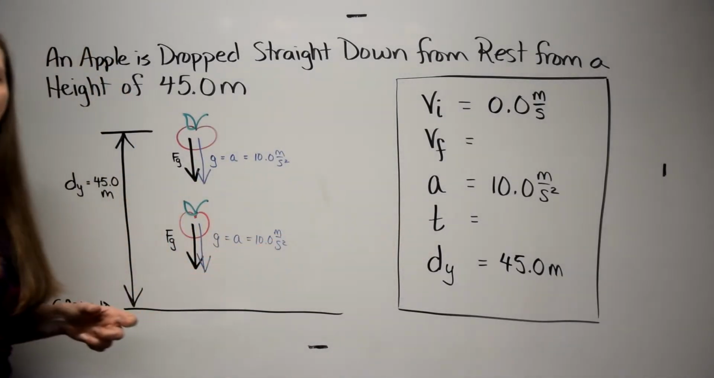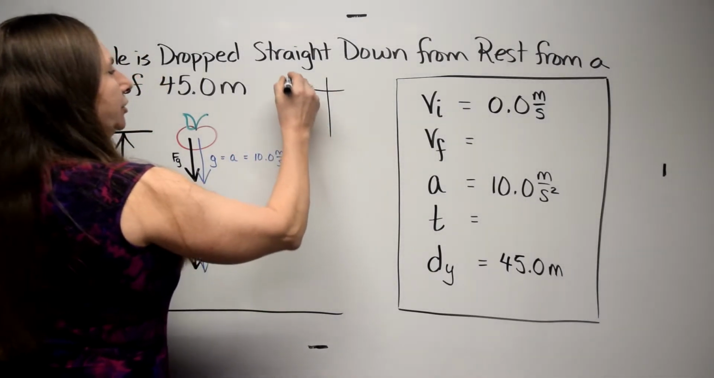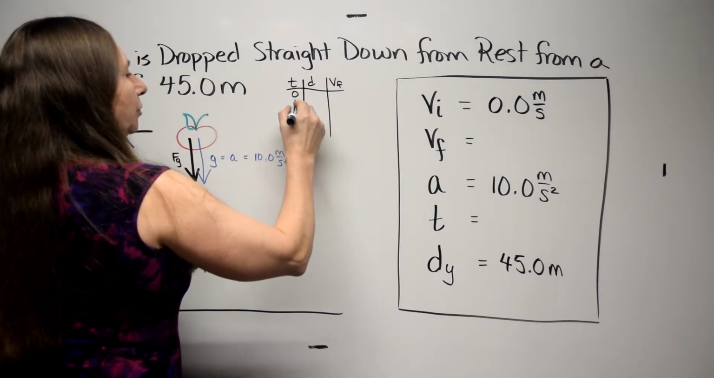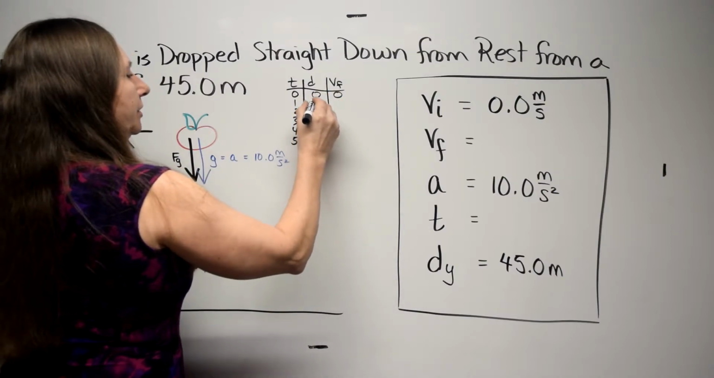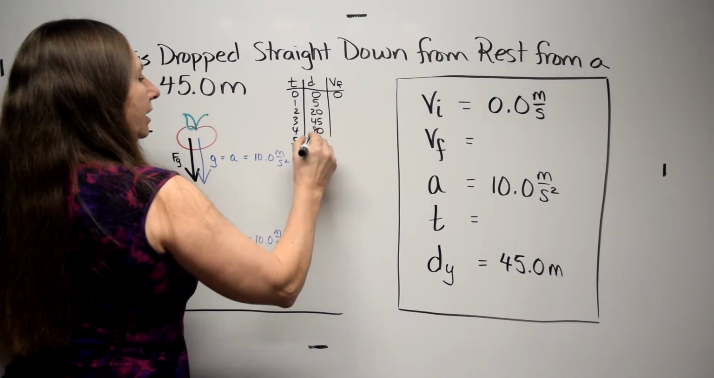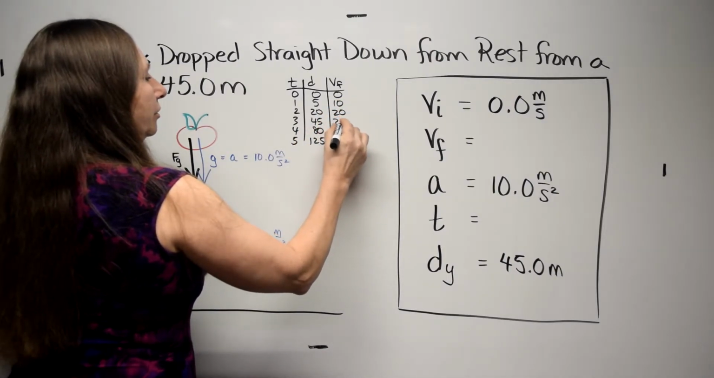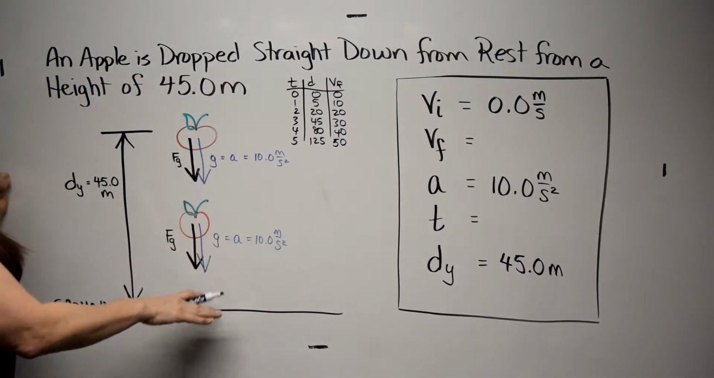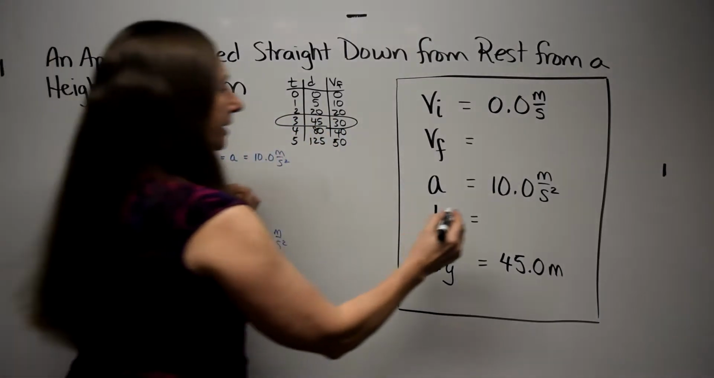How much time does it take? Well, from the magic chart, and I'll put in a quick little magic chart here: T, D, V final. 0, 1, 2, 3, 4, 5. 0, 0, this is 5, this is 20, this is 45, 80, 125. This is 10, this is 20, 30, 40, 50. We know to fall 45 meters, it's going to take 3 seconds.